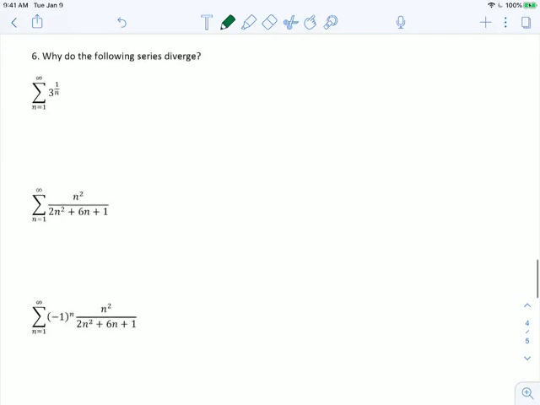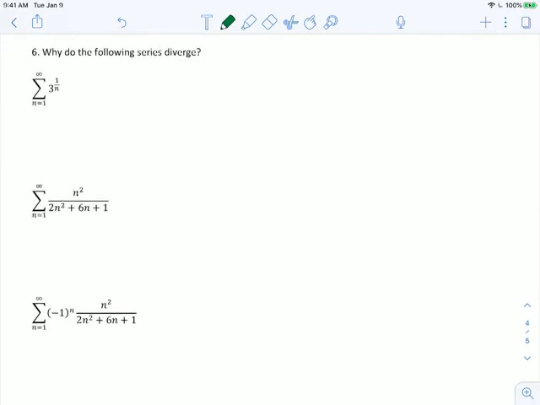Okay, our next examples involve another result from this section, the nth term divergence test. The nth term divergence test says that if the general term of your series does not go to 0 as n goes to infinity, then the series must diverge. So let's look and see how that works in here.